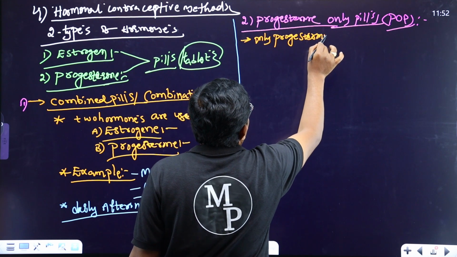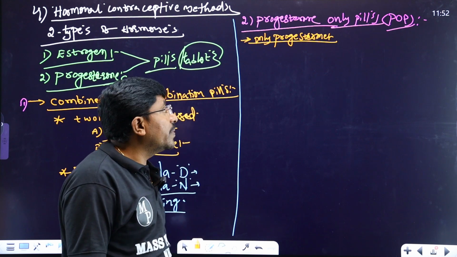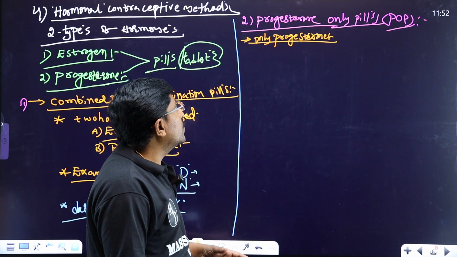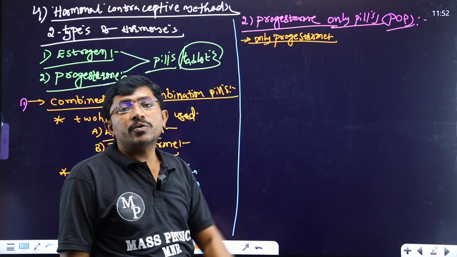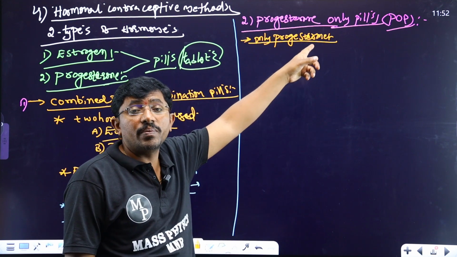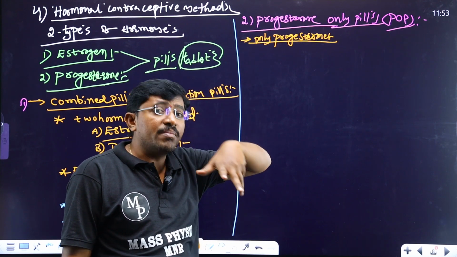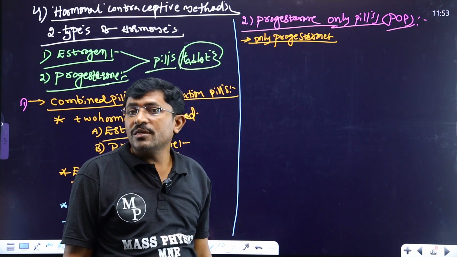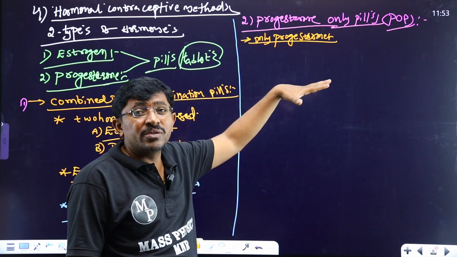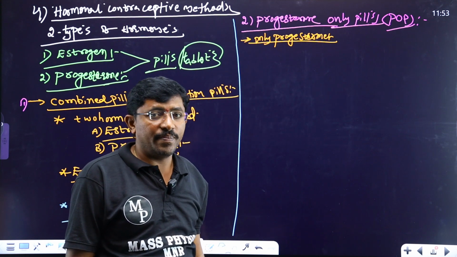Only progesterone hormone is used. See, these progesterone-only pills have a 21-day course. For the use of these POPs, a 21-day course is there. In every menstrual cycle, these progesterone-only pills are used for 21 days and then there is a 7-day gap. It means in a 28-day menstrual cycle, daily these are used for 21 days and after 21 days, give a 7-day gap.